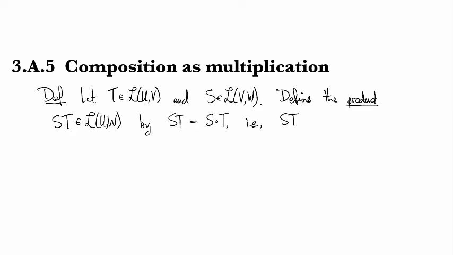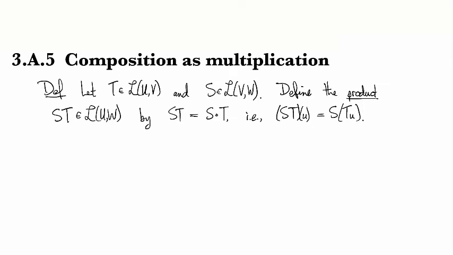So that means, how do I define ST? Well, I always define a function by saying what it does to an element, right? So what does this do to the vector u? Well, first, actually here, let me back up. First, you apply T to u to get an element of the vector space V, and then S is defined, so you can apply S to the output.